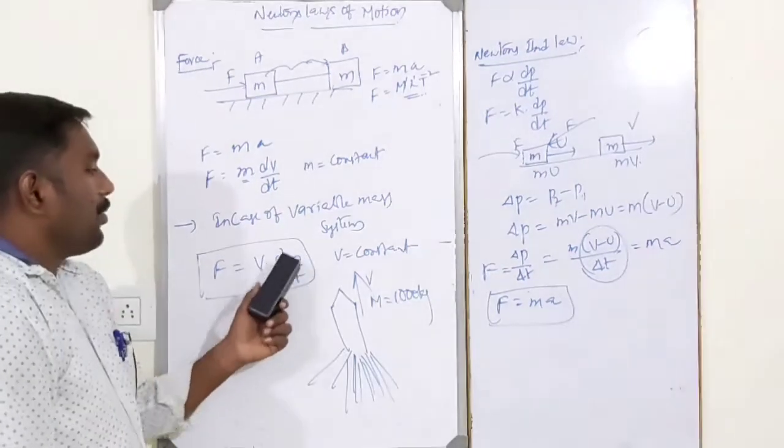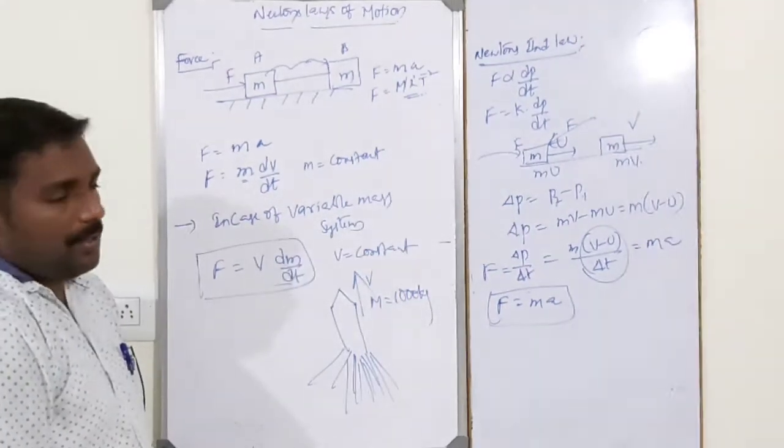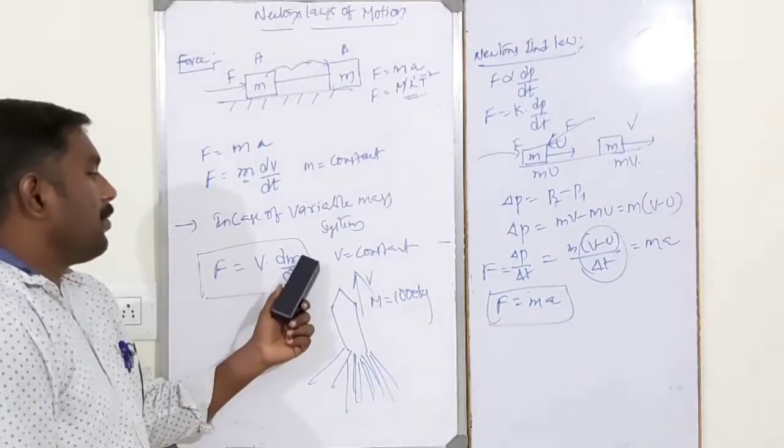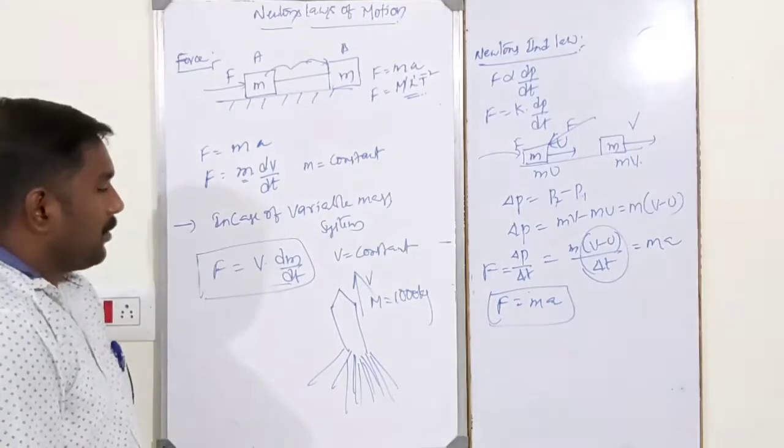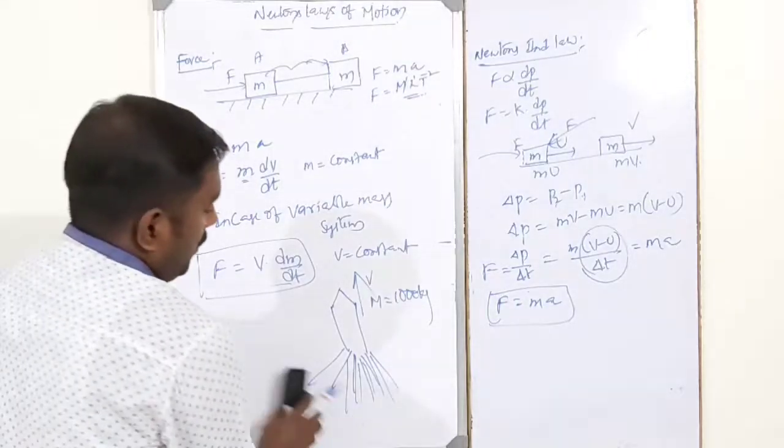Force is equal to v into dm by dt. This is the rate of change of mass, that is, the mass decreases with respect to time. This is the variable mass system.